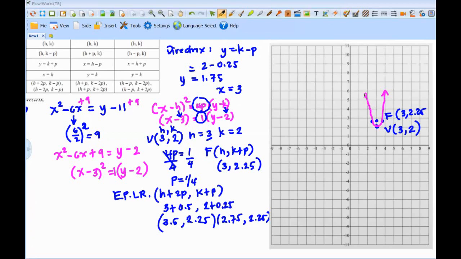And our directrix is at 1.75. So this is our directrix. Okay. And that's it.